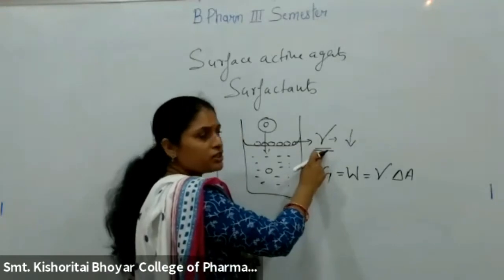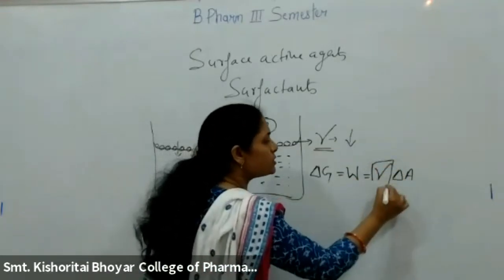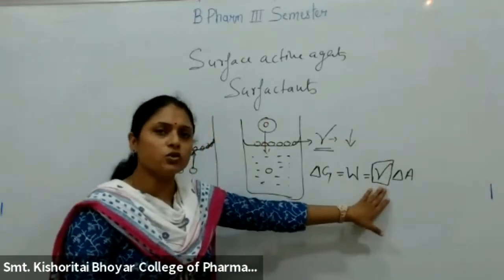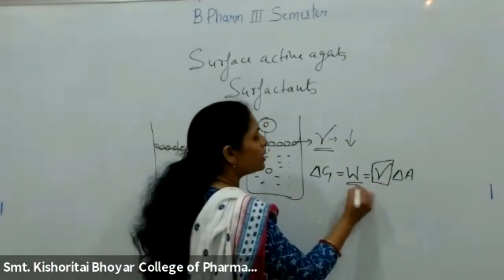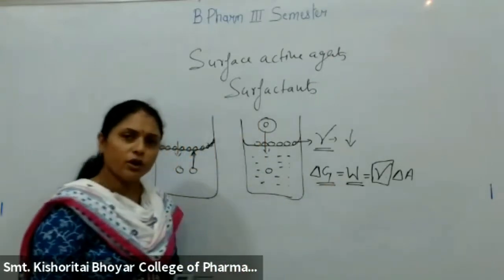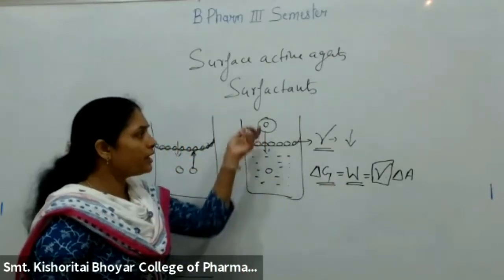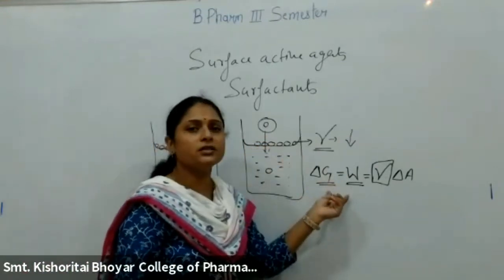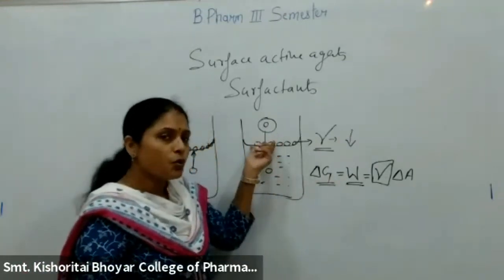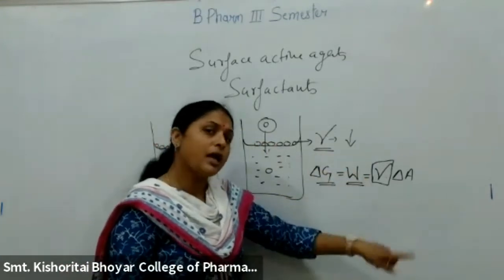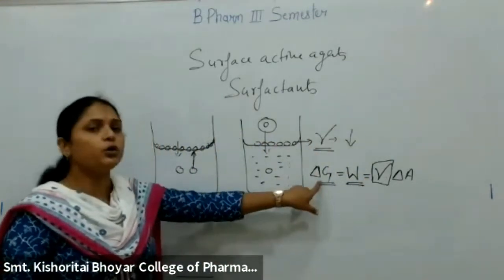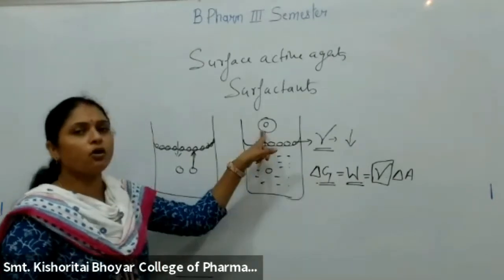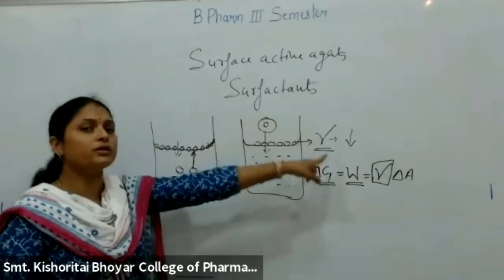So if the surface tension is decreasing, that means this term in the equation is decreased. Obviously, if its value decreases, then the work done, which is the surface free energy, its value will also decrease. So the materials, when they are adsorbing onto the surface, are responsible for decreasing the surface tension, and thereby they are able to decrease the surface free energy. So these substances are called those which are able to decrease the surface tension.